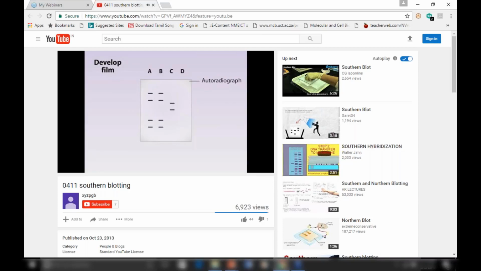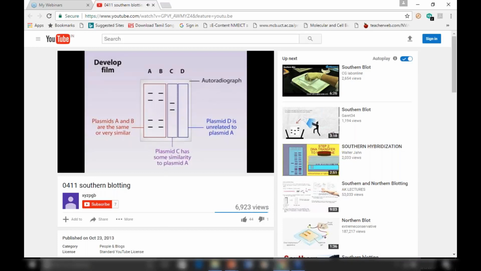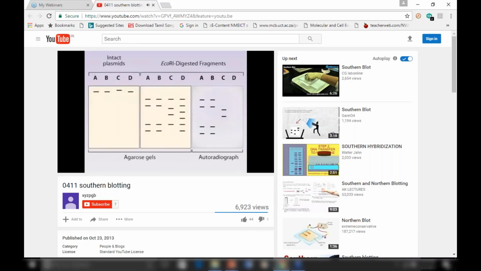The autoradiograph provides more evidence that plasmids A and B are the same or very similar. However, plasmid D is unrelated to plasmid A, from which the radioactive probe was derived. Plasmid C has some similarity to plasmid A, but the similar sequences are found on different sized DNA fragments. The autoradiograph gives us more information than the agarose gel on its own.